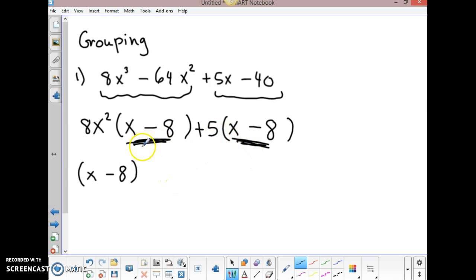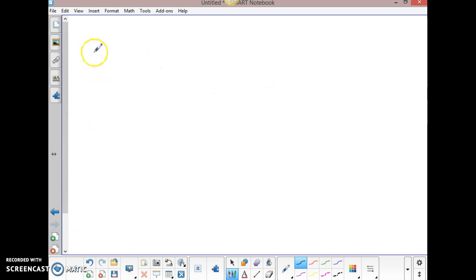from each of those 2 terms, after we take this out, we end up with 8x squared from the first term and a plus 5 from the second term. And we have completely factored our expression. Okay? Let's take another example just to double check that you understood what I was saying. So let's say we have 3x cubed plus 21x squared plus 7x plus 49.